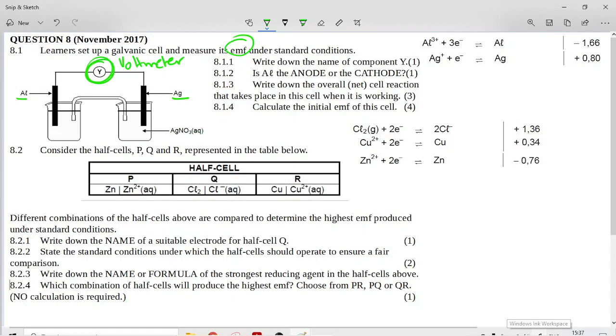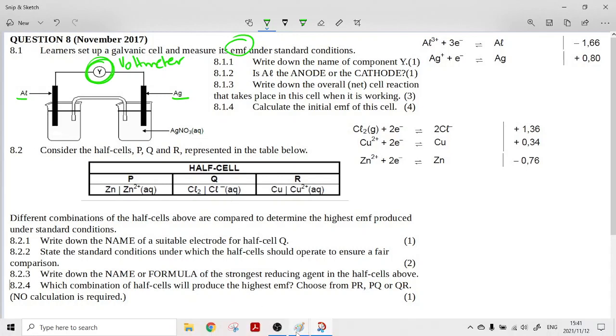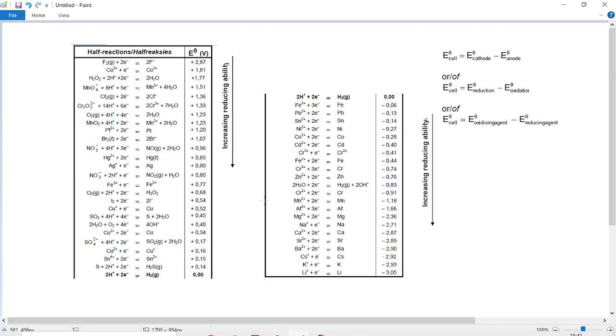Anytime you get one of these questions, the first thing you should do is open up your table of standard reduction potentials and start looking for the things you've got. And here we've got the silver, and there on the other side we have the aluminium. So these are my two reactions.